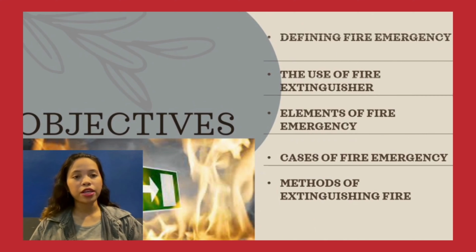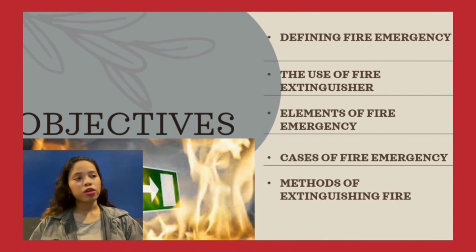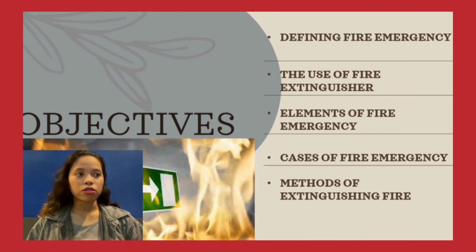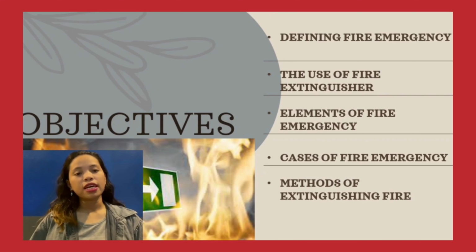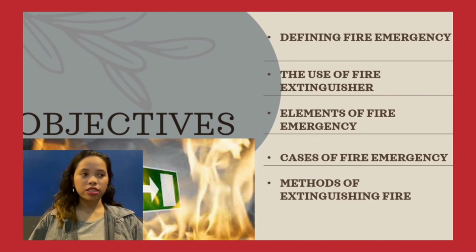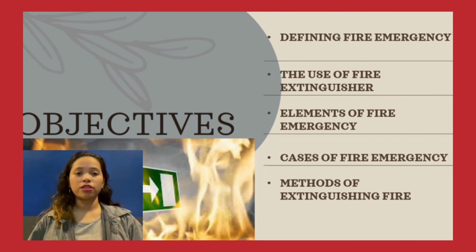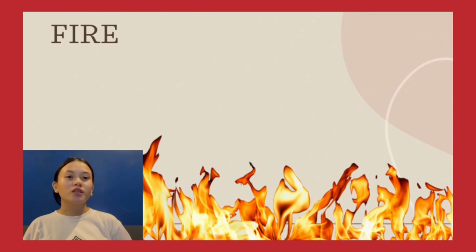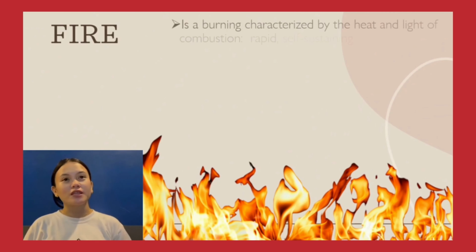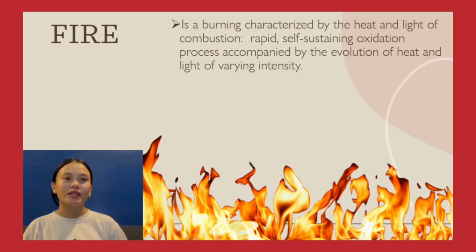So we are going to tackle these objectives. We have defining fire emergency, how to use the fire extinguisher, the elements of fire emergency, cases of fire emergency, and the methods of extinguishing fire. So what is fire? As we have learned in the video discussion of Mr. Servida, fire is a burning characterized by the heat and light of combustion. A rapid, self-sustaining oxidation process accompanied by the evolution of heat and light of varying intensity.